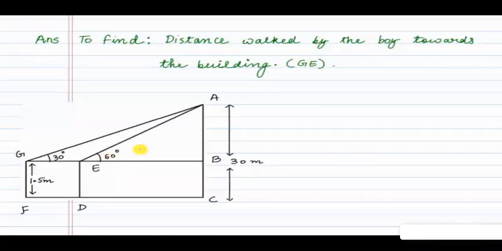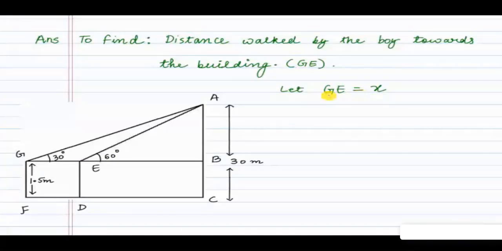From this data, we have to calculate the distance moved by the boy towards the building. That means we have to calculate GE. So this is what we have to find in this question: the distance walked by the boy towards the building, GE.